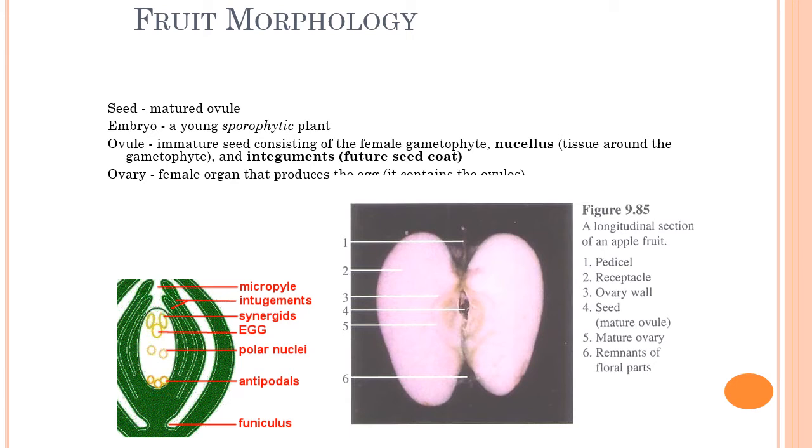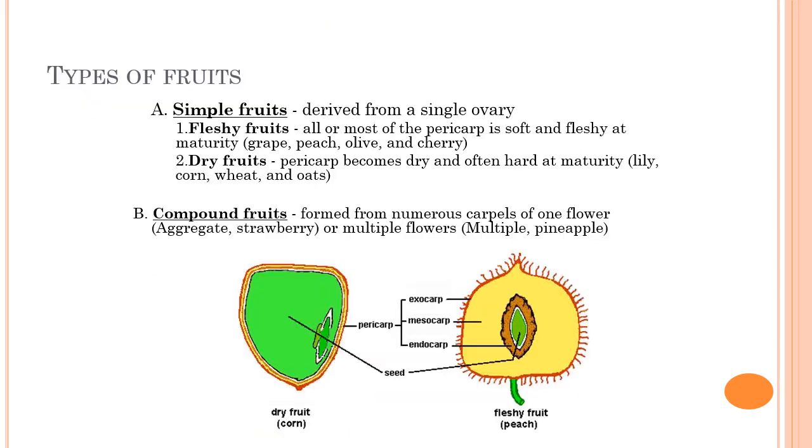So this is basically the morphology of the fruit. We have the seed, which is basically a mature ovule. We have the embryo in the seed, and we have the ovule itself, and we have the ovary, which is the fruit. This is repeating the same thing.